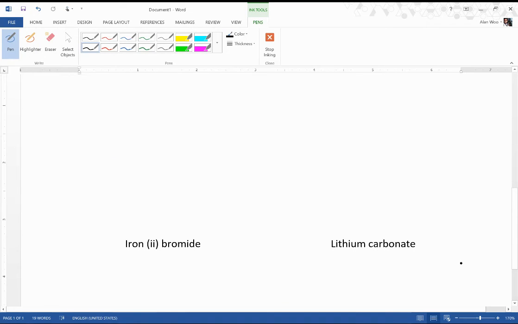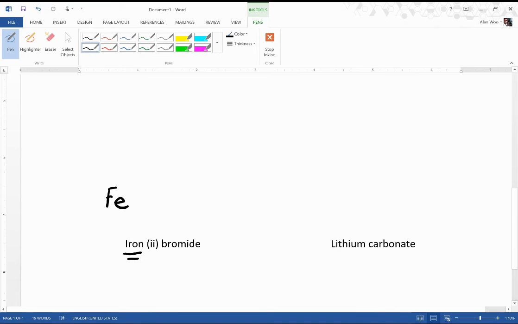So to go in the opposite direction, let's say you are given the name of a substance, but now you want to write out the formula. That's easy as well. All you have to do is have your periodic table handy. So in this case, your first one is called iron 2 bromide. Well, iron is your metal. So it's going to be the first element that you write down. And iron, its symbol is Fe.